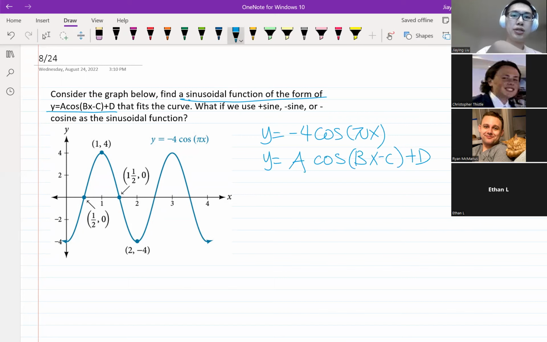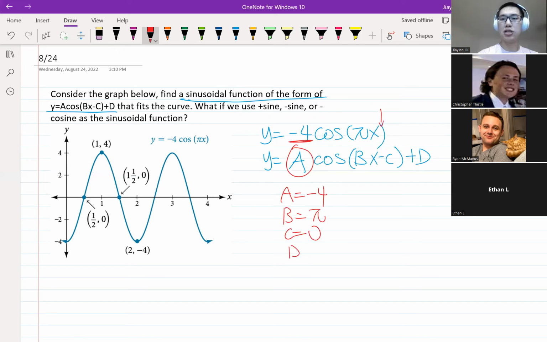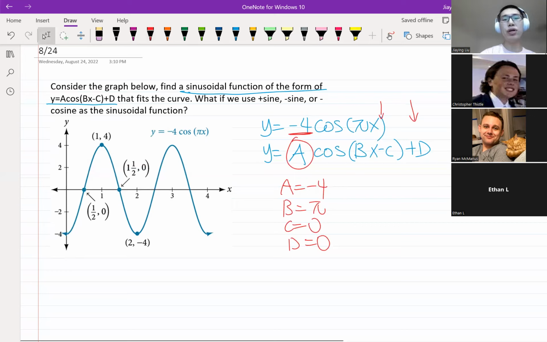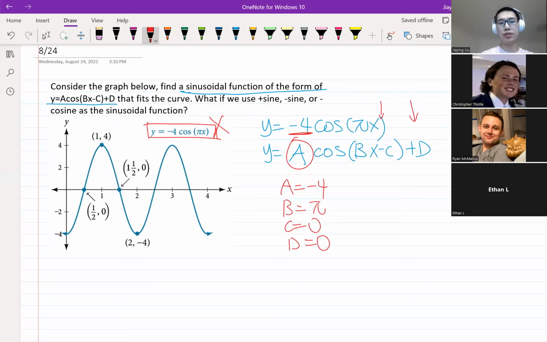So by comparing the given function and the standard function, we know that a is equivalent to -4, and b is equivalent to pi, and there's no c in this part, so c equals 0. And the d, there's nothing at the end, so d equals 0. Right? So that's easy. But what if we don't have the function given? Suppose we weren't given this. Can we come up with a formula?